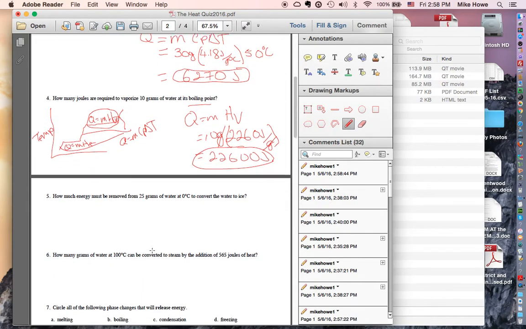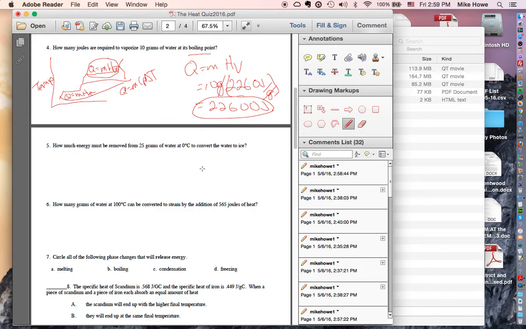Okay, number 5, how much energy must be removed at 0 degrees. So you see in this one, we're at the melting point because 0 degrees is right here. If I put temperatures on there, that would be 0. Up here would be 100. So we're at 0. So we're going to use a formula that we use when you're at the melting point, which is mHF. So Q equals mHF.